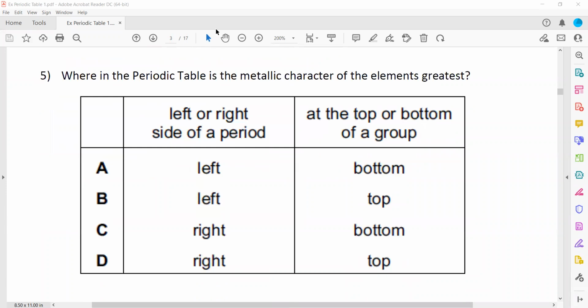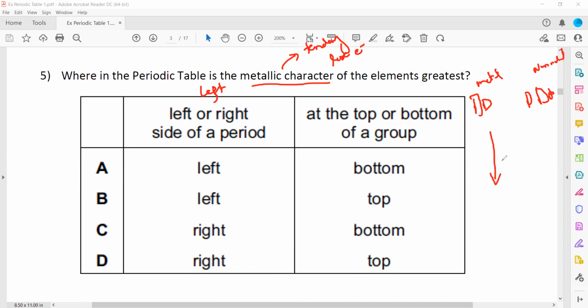Then where in the periodic table do we find metallic character? What is the meaning of metallic character? It means they have a tendency to lose electrons easily. So where in the periodic table will we find that? When we check the periodic table, on the left hand side we have metals. On the right hand side we have non-metals. So we will find metals on the left.